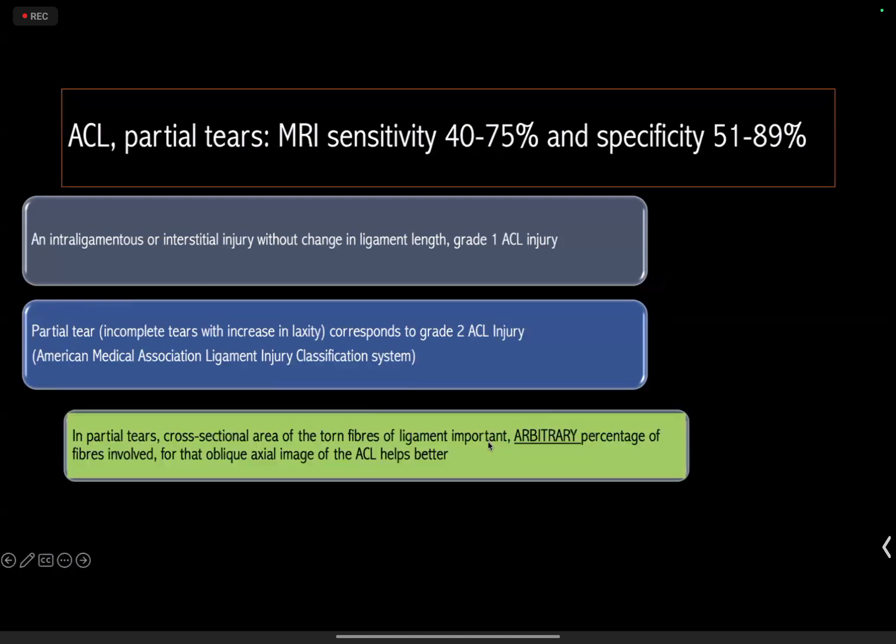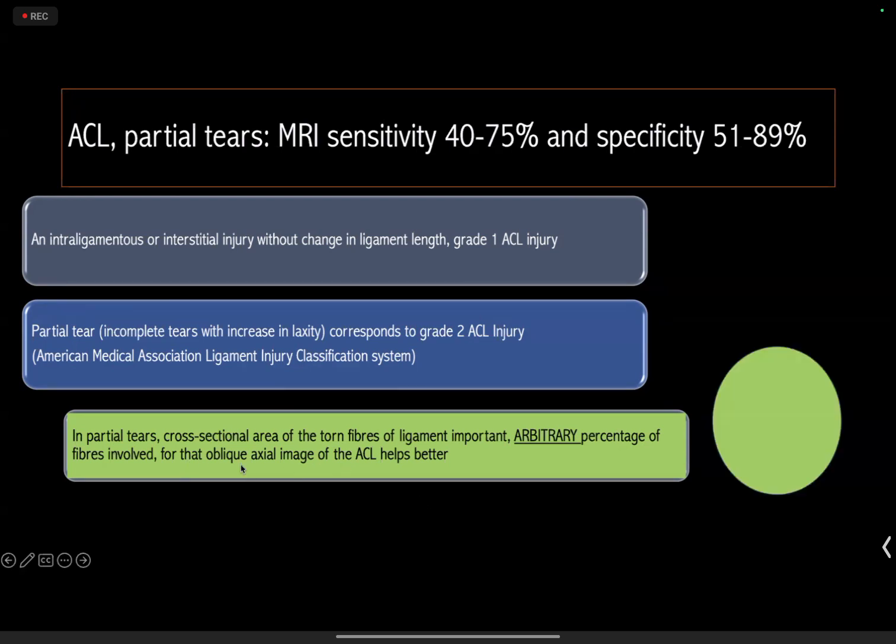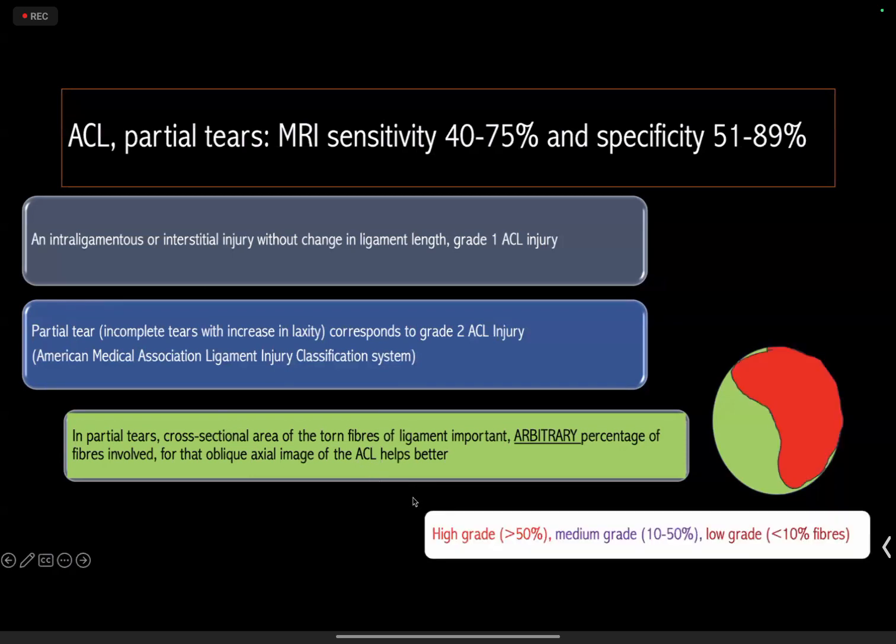And some or the other time we may be using, or interchangeably we are using, high grade or low grade tears. They are based on the cross sectional area, how much area of that entire ligament is involved in that tear. So for that, we usually prefer an oblique axial image. So I'm telling you in terms of a graphic, where the oblique axial image will give the cross section of the ACL. Based on that, I would say that if the tear occupies more than 50% of that bulk, then I would put it as a high grade tear. And if it is somewhere less than 50% of that involvement, I will put it as a medium grade. And if it is less than 10%, then I will try to put it as a low grade tear.